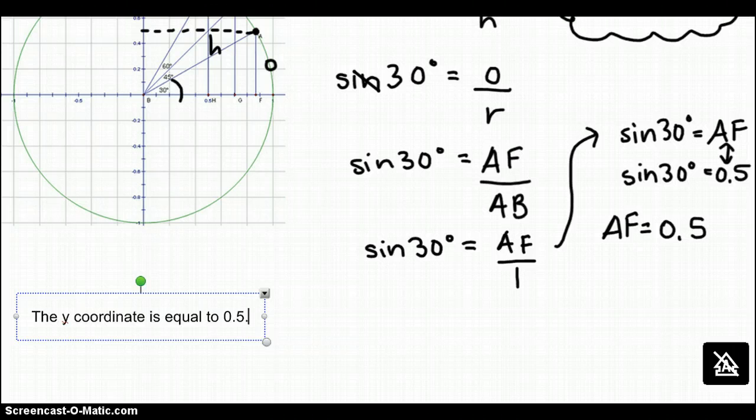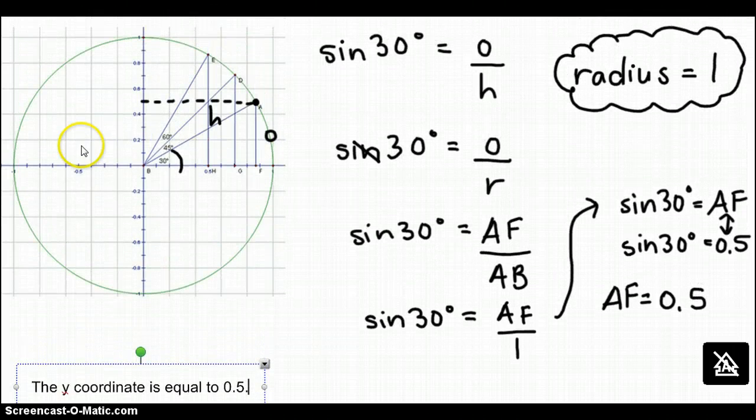So now you must be wondering, well, how do I find the x-coordinate? Well, I can't use sine because sine is only going to help me find the y-coordinate. So now I'm thinking I have to find the x-coordinate, which is right over here. And this, according to angle 30, is my adjacent.